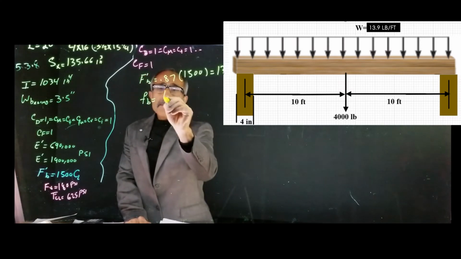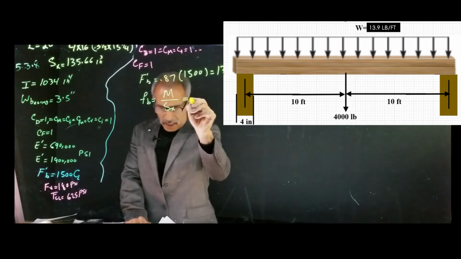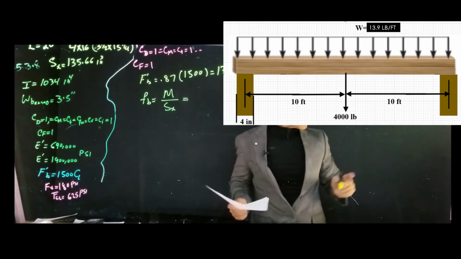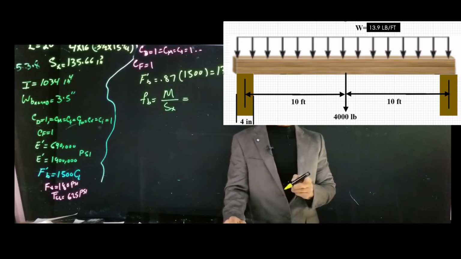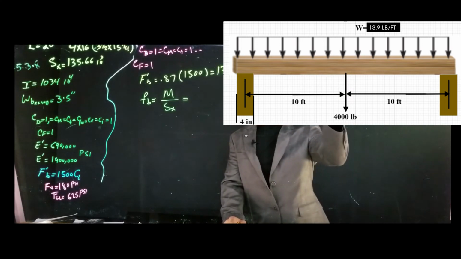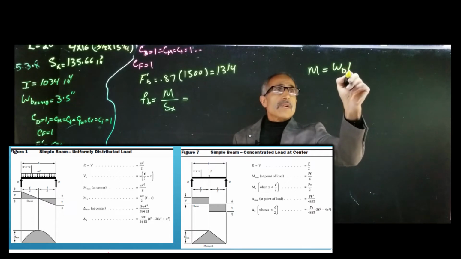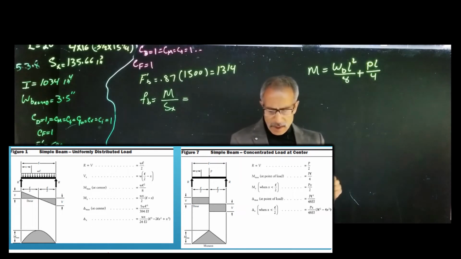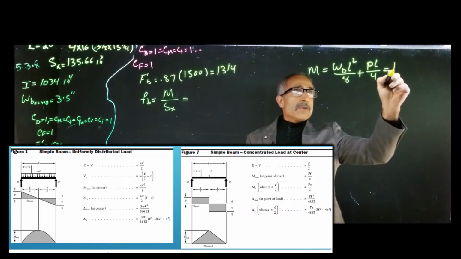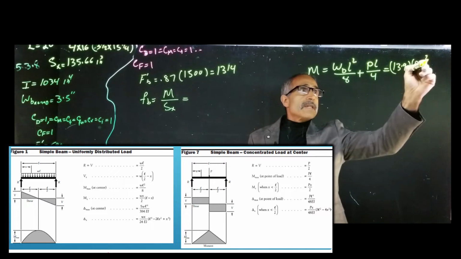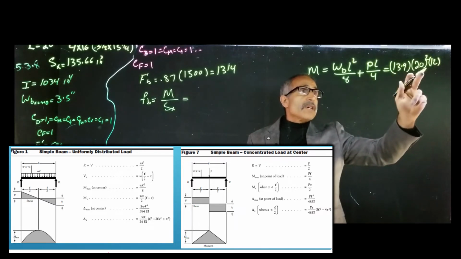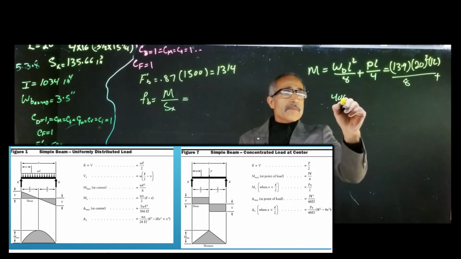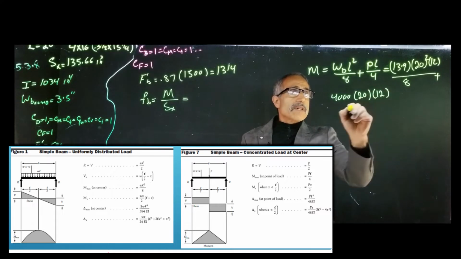So FB is equal to M divided by SX, and we have to calculate our M. So now let's go calculate our M here. Take a look at the load. If we look at the design formula, we can say our M is equal to W dead load L squared divided by 8 plus PL divided by 4. And that comes from the equation formula. So that comes out to 13.9 times 20 squared times 12. Remember, one of these cancels the other out. That's why I don't have it times 12 twice. And divided by 8 plus, and we have PL was 4,000, times 20 times 12 divided by 4.